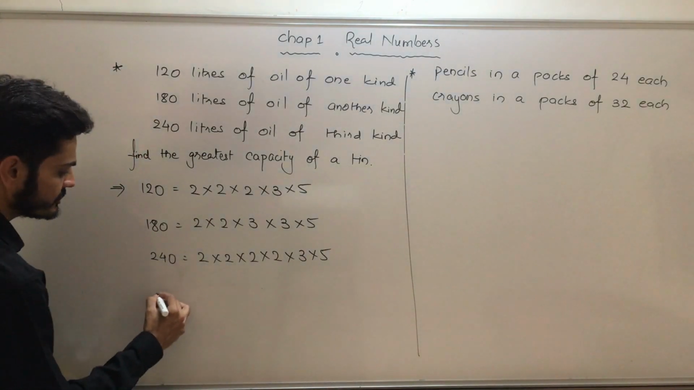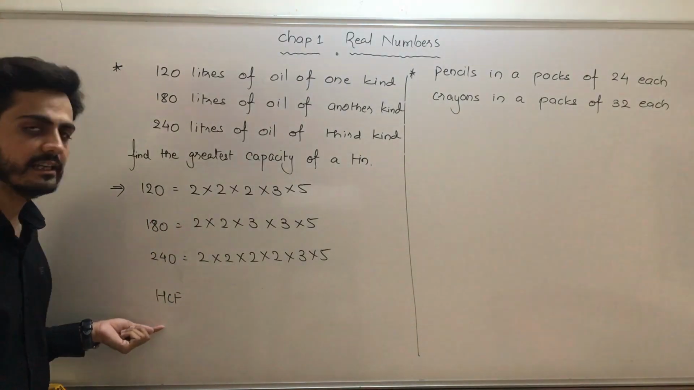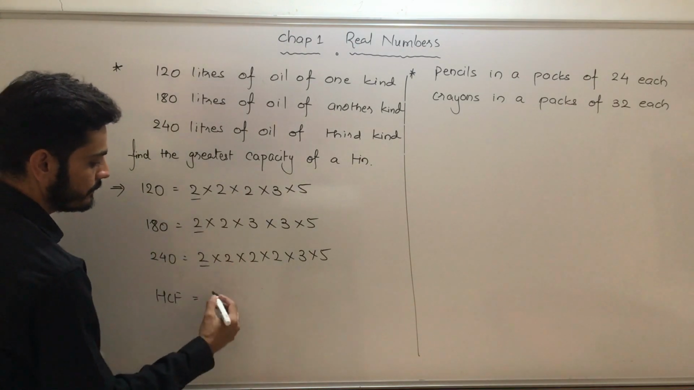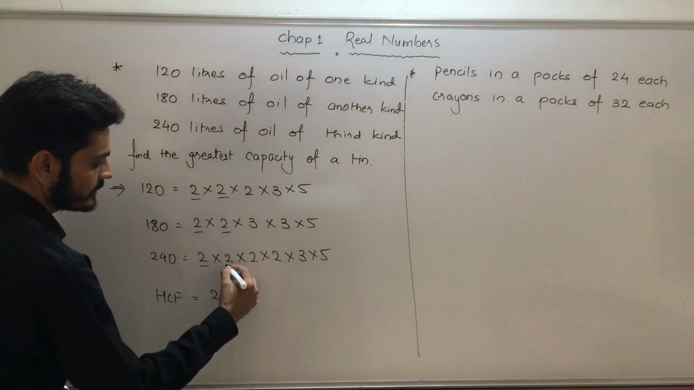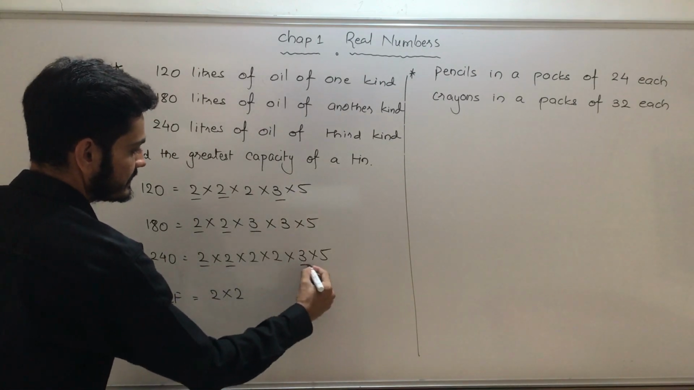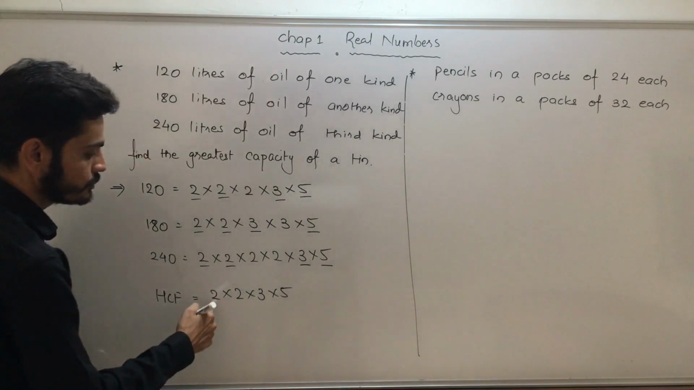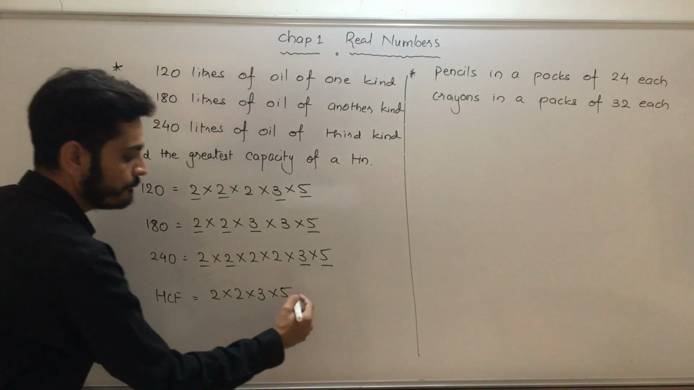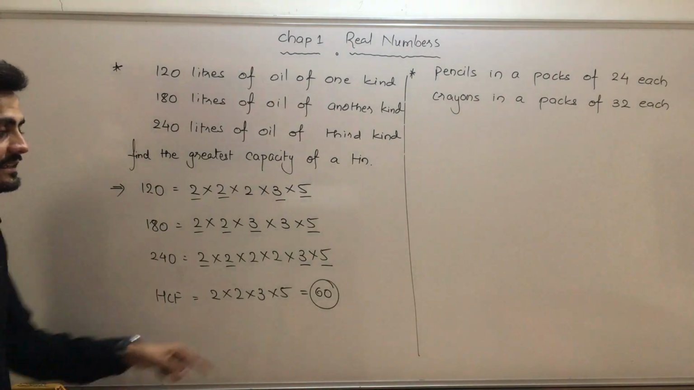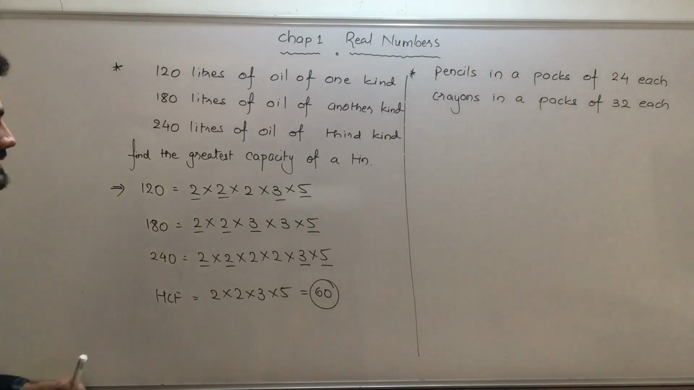Got it? Now the highest common factor, because we want the greatest capacity. The word greatest is similar to the highest. So we will find the HCF of the given three numbers. Underline the common number 2, then another 2. Then there is no extra 2 here. Now underline the common 3, and then 5. So 2 2s are 4, 4 3s are 12, and 12 5s are 60. This 60 is the HCF of the given three numbers, and 60 liters is the greatest capacity of such a tin of equal capacity.